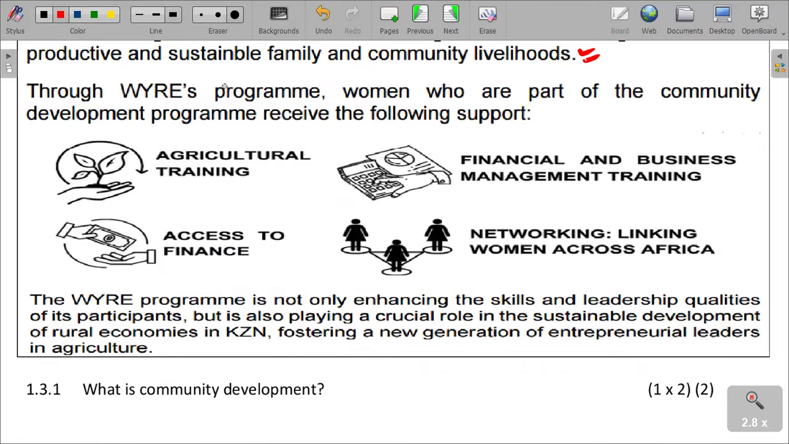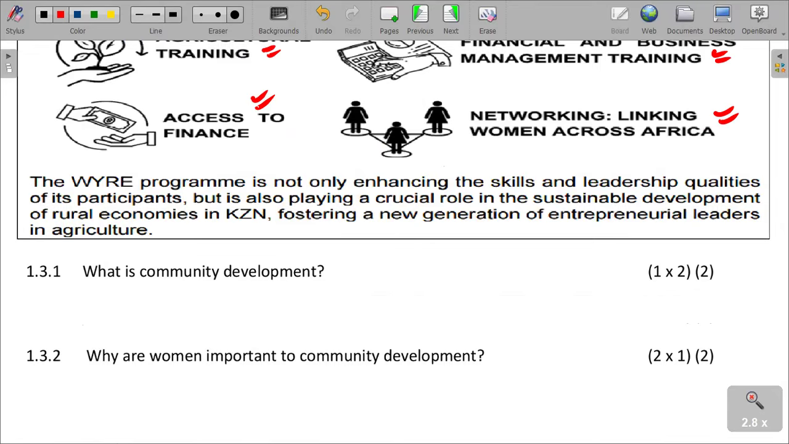Women receive agricultural training, access to financing, financial and business management training, and networking, linking women across Africa. The program is not only enhancing the skills and leadership qualities of its participants, but also playing a crucial role in the sustainable development of rural economies in KZN, fostering a new generation of entrepreneurial leaders in agriculture, which we say that women are part of.